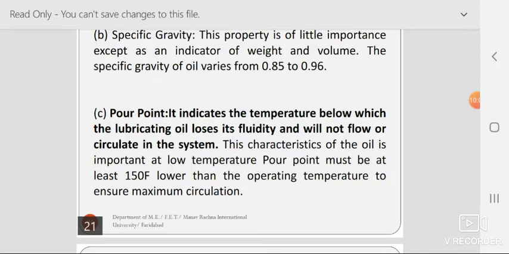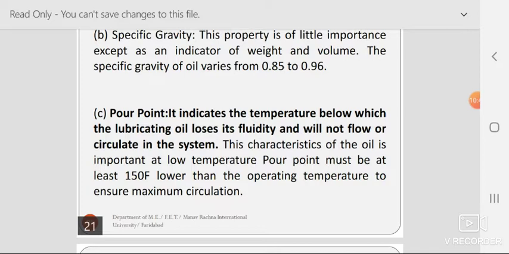The characteristic of the oil is important in low temperature. Pour point, for low temperature, must be at least 150 degrees Fahrenheit lower than the operating temperature to ensure maximum circulation. You have a particular operating temperature at which the car is working. Now you have two ranges of temperature, one is maximum operating temperature, one is minimum operating temperature. Below the minimum operating temperature, the pour point should be a further 150 degrees Fahrenheit lower than the minimum operating temperature. Understanding, no?